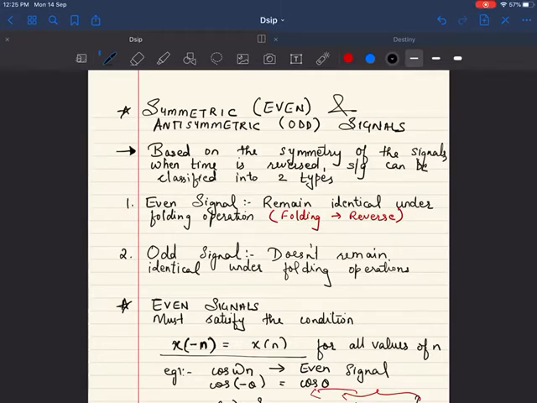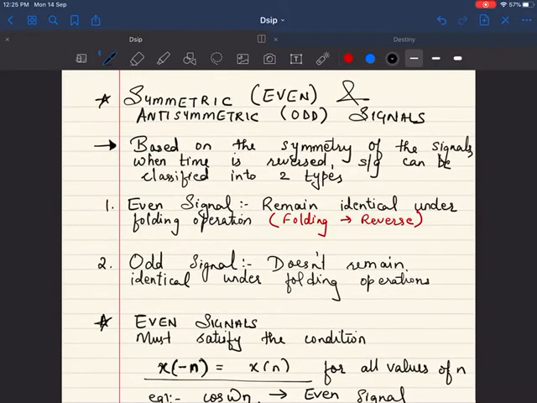Today's topic is symmetric and antisymmetric signals. We are studying discrete time signals and we are going to see symmetric, that is even, and antisymmetric, that is odd signals. Symmetric signals are also called even signals, antisymmetric signals are also called odd signals. Based on the symmetry of the signal, when time is reversed, a signal can be classified into two types. The first type is even signal and the second type is odd signal.